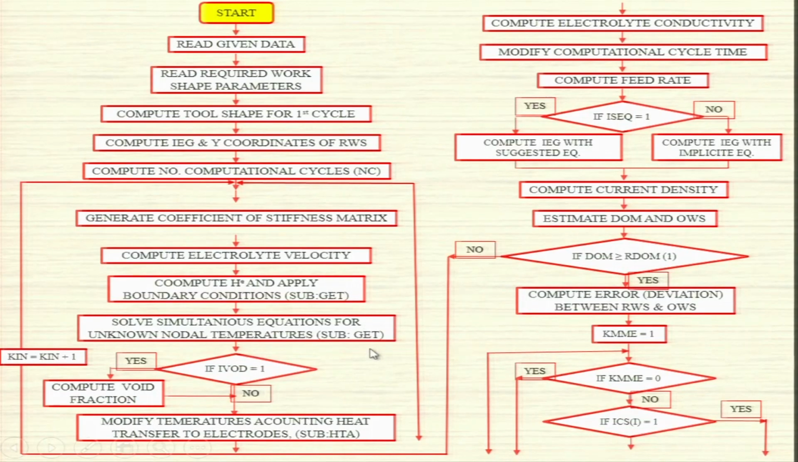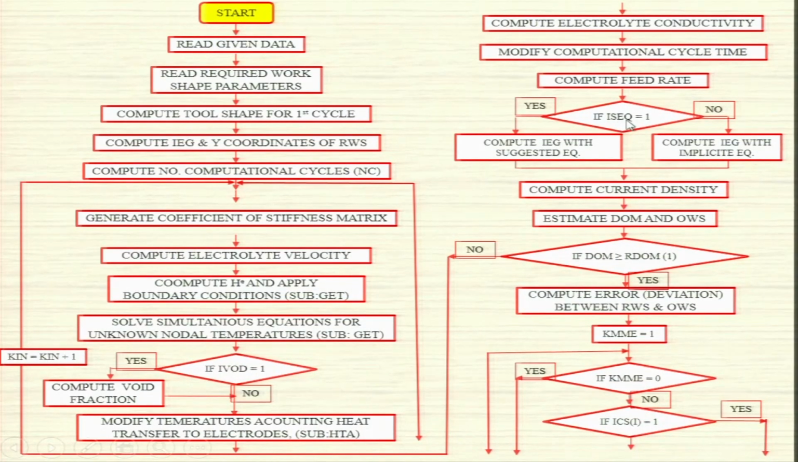Some subroutine is there, GET. Then if void, that is void fraction, is equal to 1, yes, compute void fraction. No, then modify temperature, accounting for heat transfer to electrodes. There is another subroutine, HTA. Then compute electrolyte conductivity, modify computational cycle time, compute feed rate.